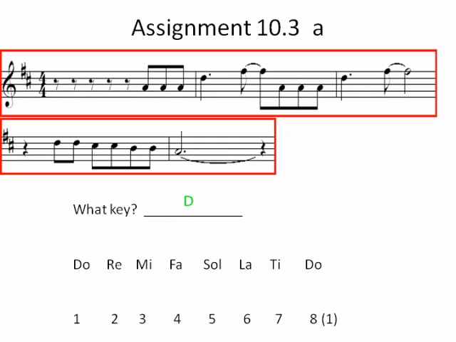G, A, B, C sharp, must be C sharp, look at the key signature, and D. There is the D major scale. D, E, F sharp, G, A, B, C sharp, D. Lousy singing, but that is the scale.